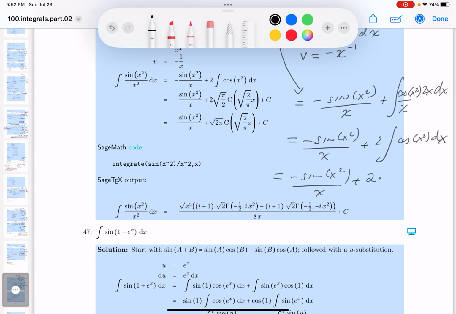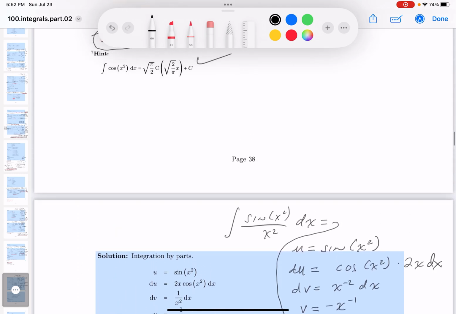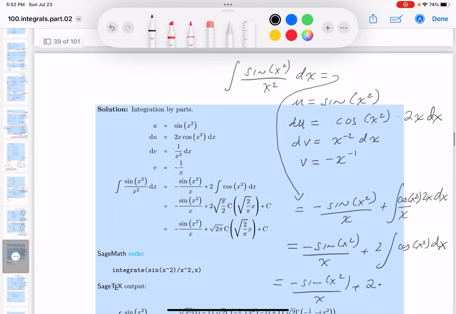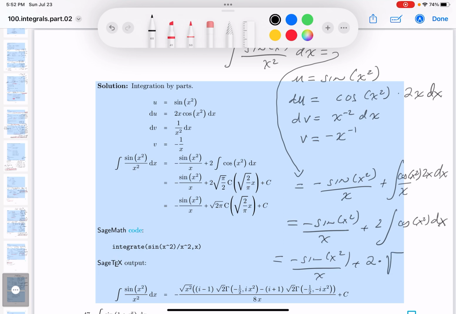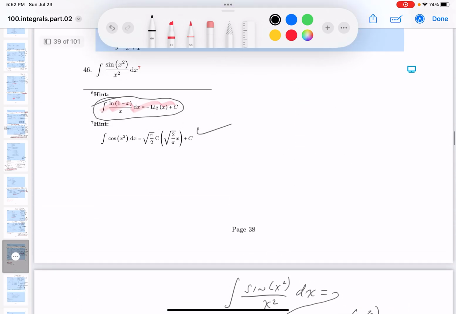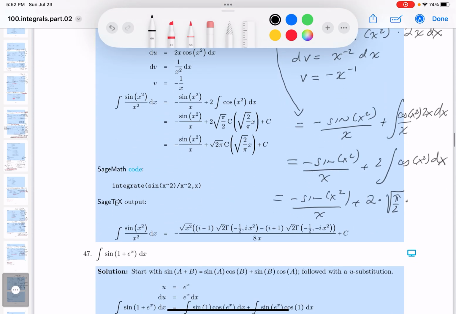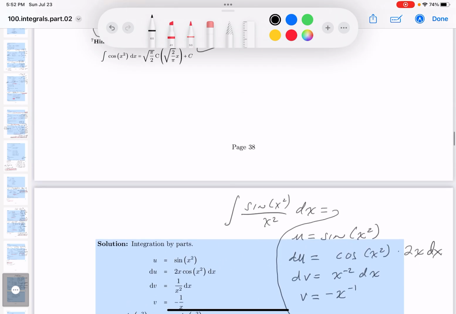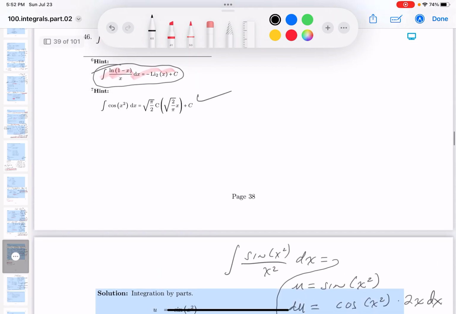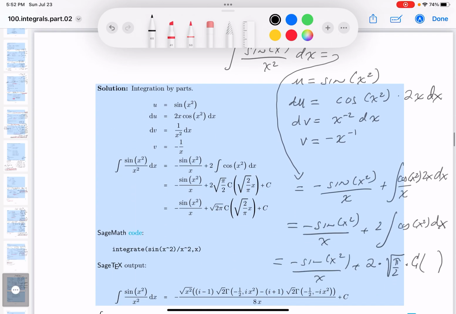Let's see. Let's go back up here and see if we can remember. Root pi over 2. Go back up here again. Oh, the big C function, yeah. Going to take an argument. What's your argument going to be? Well, root 2 over pi times x. Again, we're just looking it up, plus c.